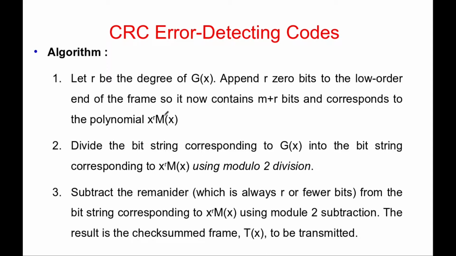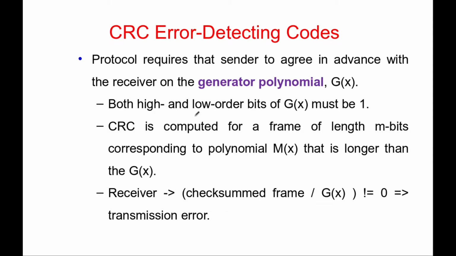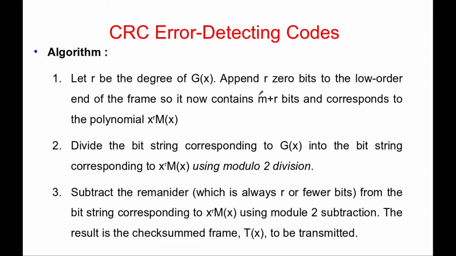So let r be the degree of g(x), that is, the generator polynomial. In that case, for example, previously you have seen that there were 6 bits and the polynomial computed was like this, and we said that the degree is now 5. So r is now 5 here, so we will append 5 zeros at the end of that polynomial.